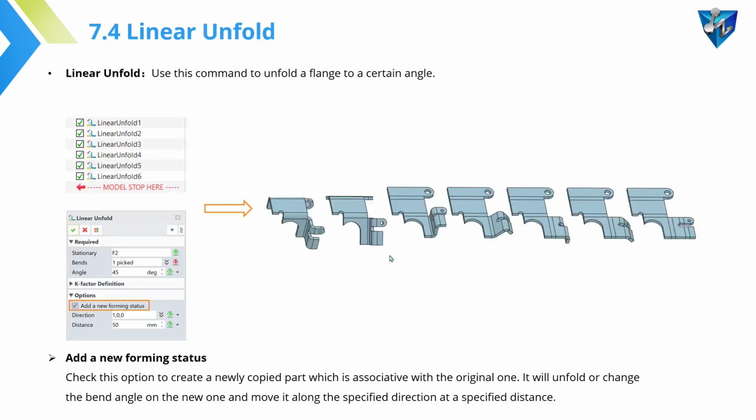And sometimes we need to unfold the bend with the progressive steps to conform with the manufacturing requirement. ZW3D provides linear unfold tool to realize such purpose. For example, from 90 degree to 60 degree to 30 degree and to flat at last. And for each degree, you can add a forming status. You can check the result in the right.